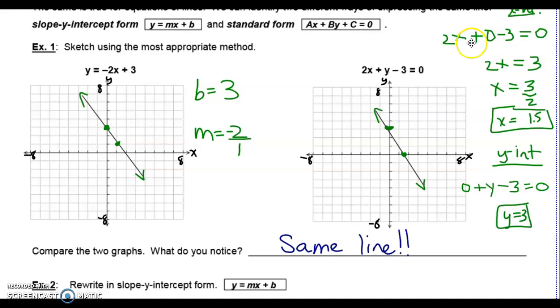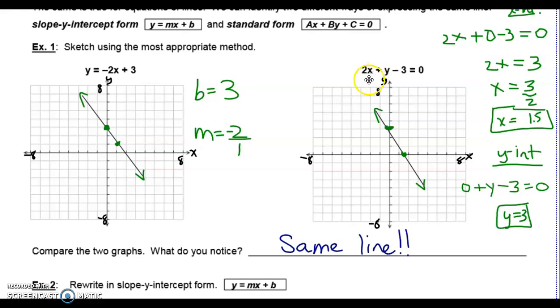So I have 2x plus 0 minus 3 equals 0. Move the 3 over to the other side. 2x equals 3. Divide both sides by 2, x equals 3 over 2, or if you'd like, you can think of that as a decimal, x equals 1.5. So on my x-axis, I move to the point 1.5, there it is, and I mark it.